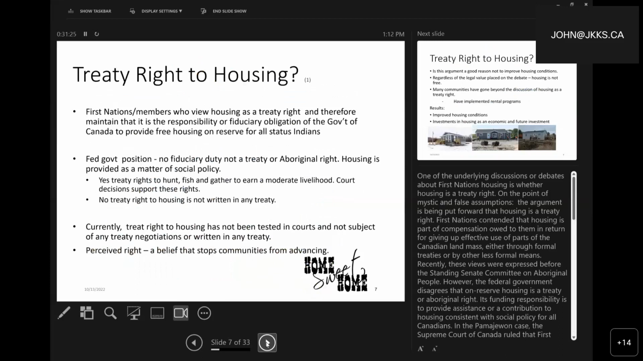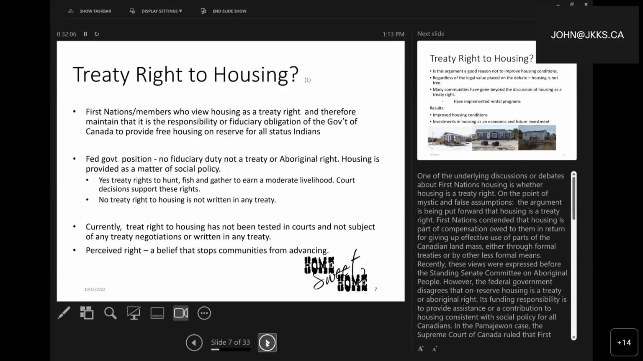One of the underlying discussions or debates about First Nation housing is whether housing is a treaty right. So we have First Nation members who view, and rightly so, that housing is a treaty right, and therefore it's up to the federal government. They have a fiduciary duty to provide free housing on reserve for all status Indians. And we know that the federal government's position is that they do not have a fiduciary duty. There's not a treaty or an Aboriginal right, and housing is provided as a matter of social policy.